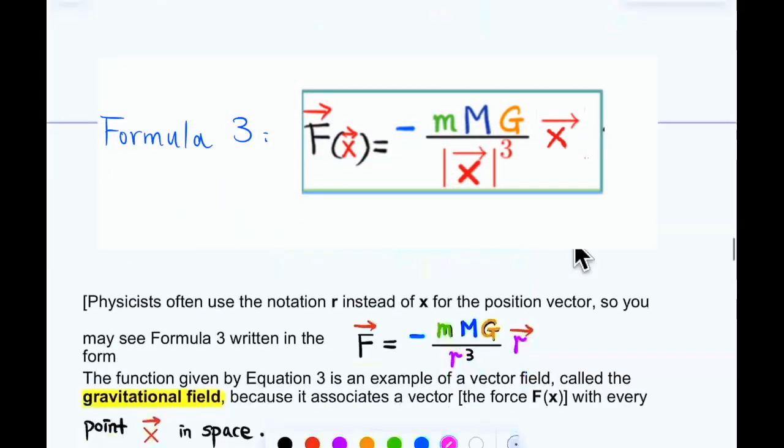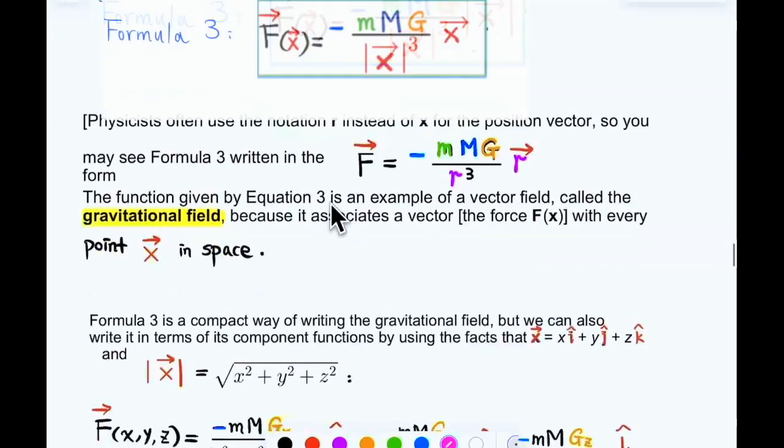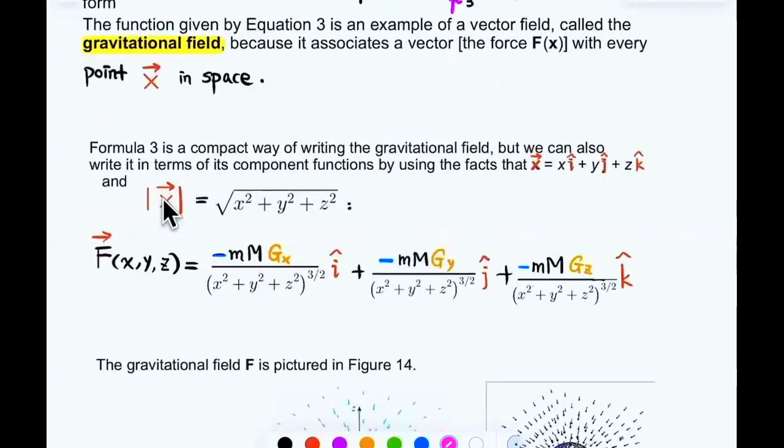And physicists often use this notation r instead of this x over here. Replace that, and we have this formula. So this function given by this equation is an example of a vector field. It's called the gravitational field. What's the magnitude of this x here? It's the magnitude of the position vector, right? So it takes the square root of x squared plus y squared plus z squared. So this vector field can be represented this way.